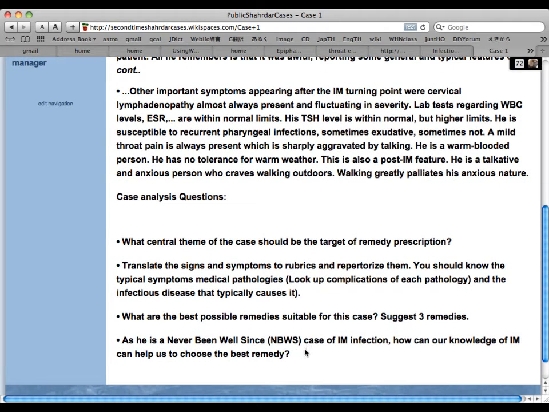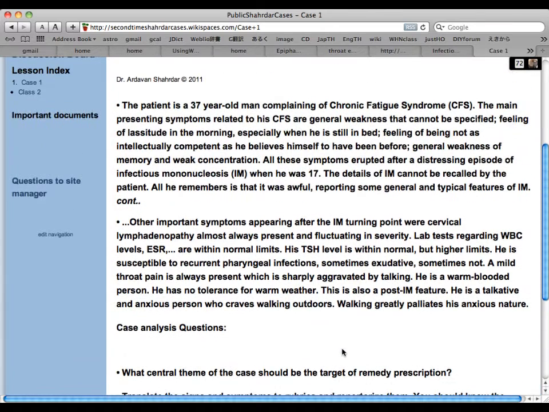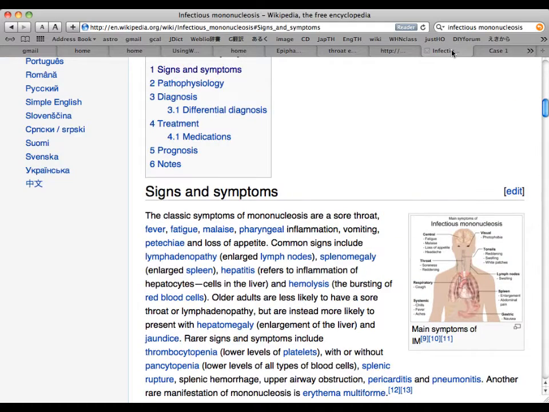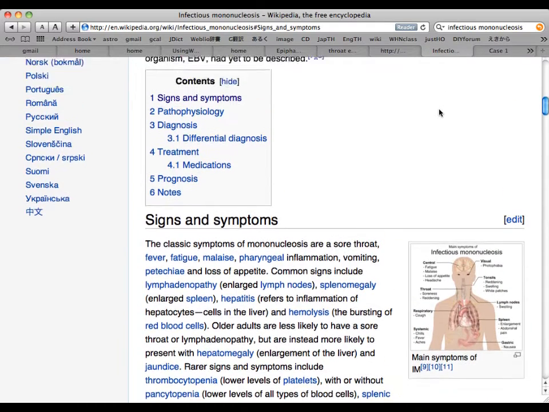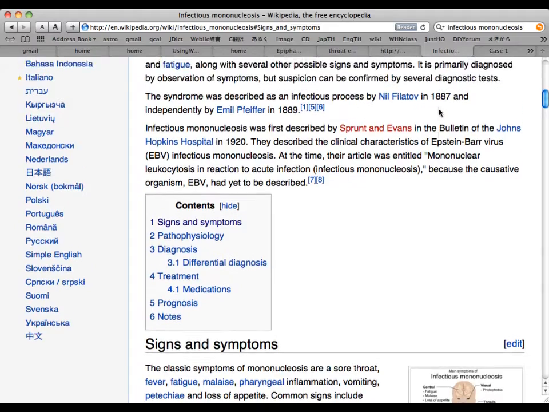So he means that you better know what the symptoms of infectious mononucleosis are. Okay. So how would you go about knowing that? Well, luckily we're using a computer, right? So I looked it up, and Wikipedia, of course, had it.